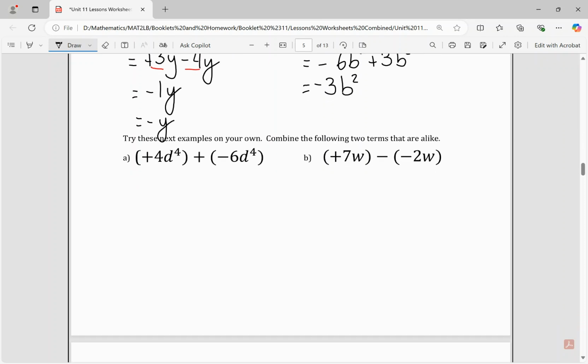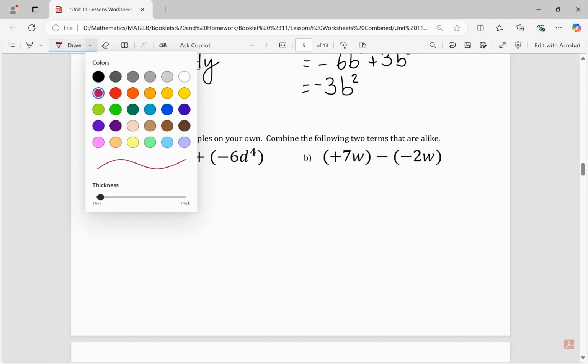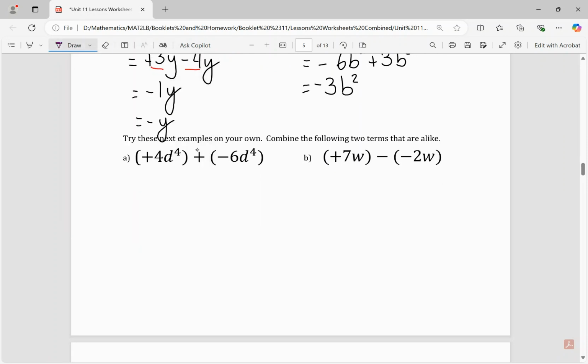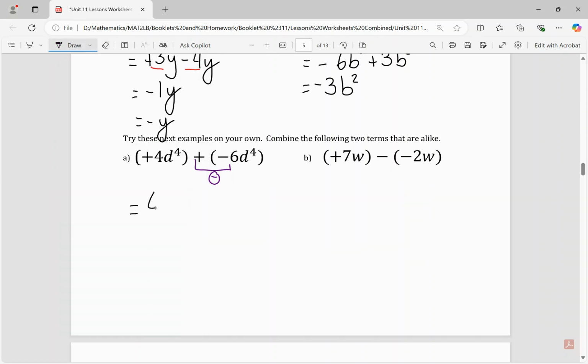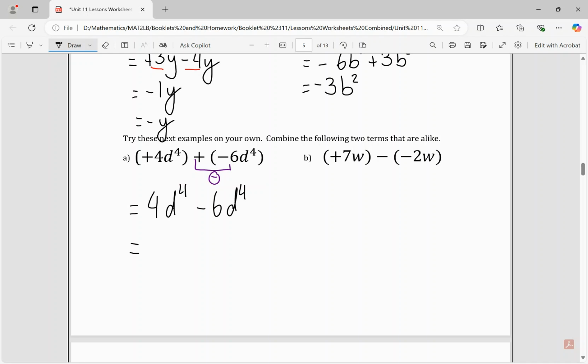Try these next two on your own and then make sure that they match my answer. The first thing that we're going to do is combine the positive and negative to make a negative. And this will equal 4d to the power of 4 minus 6d to the power of 4. Now, because these are like terms, we can subtract the coefficients, and 4 minus 6 is negative 2, and the variable stays the same.